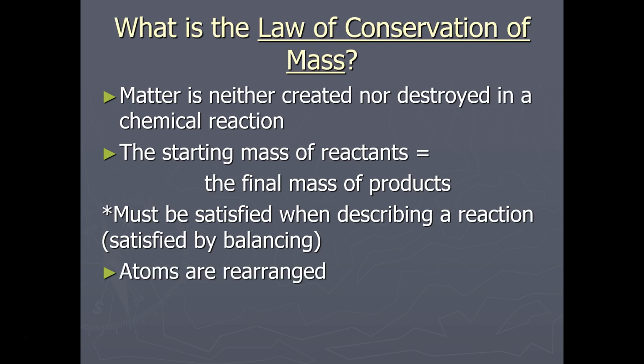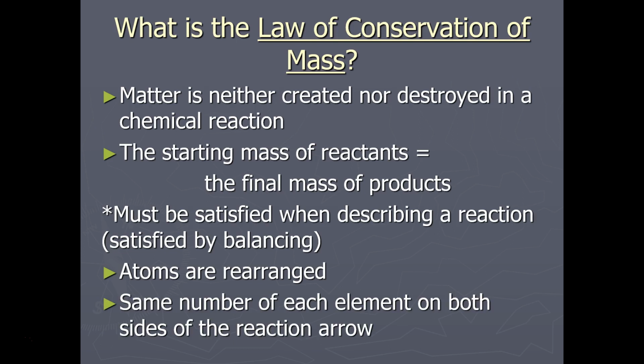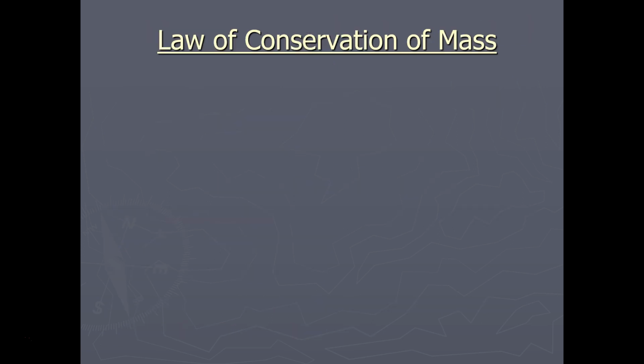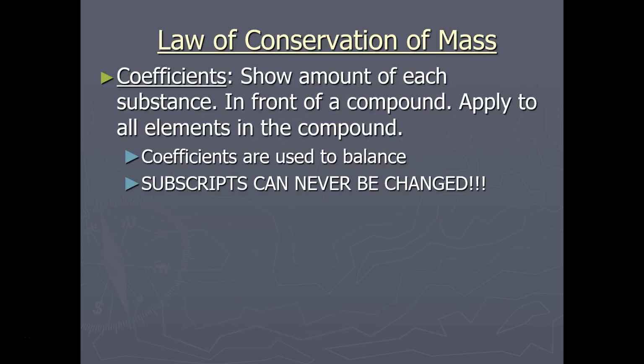All that is happening in a chemical reaction is atoms are being rearranged. They aren't leaving, they aren't coming, they are just getting rearranged. So you have to have the same number of each element on both sides of our reaction arrow. We're going to do that using coefficients. Coefficients show the amount of each substance. It goes in front of the compound and applies to all elements in that compound. Coefficients are used to balance.